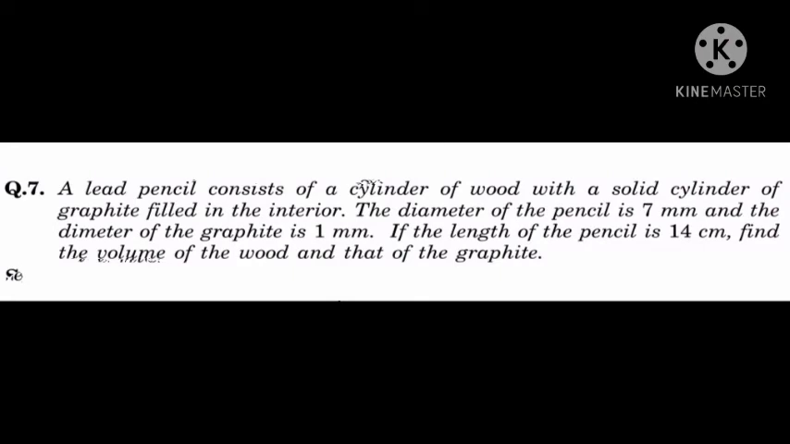Now we discuss question number 7. A lead pencil consists of a cylinder of wood with a solid cylinder of graphite filled in the interior. The diameter of the pencil is 7 mm and the diameter of the graphite is 1 mm. If the length of the pencil is 14 cm, find the volume of wood and volume of graphite. So here they don't ask about the volume of the pencil. We need to find only the volume of wood and then graphite.